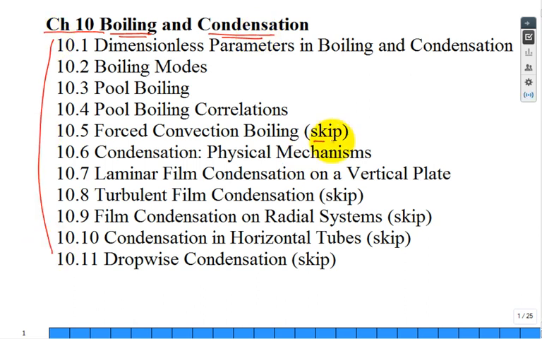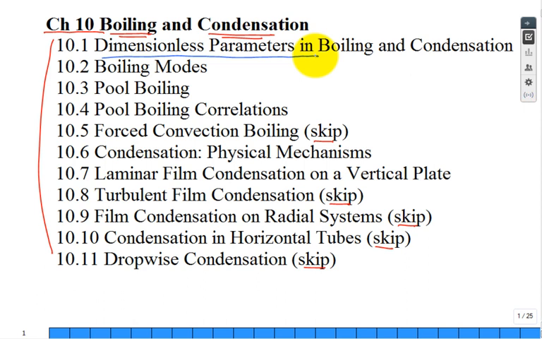You're happy to see that we're going to skip quite a bit of it near the end, but I want to give you some appreciation for it. It starts off with dimensionless parameters used in boiling and condensation analysis. What do you mean by dimensionless parameters? Are you accustomed to any dimensionless parameters? Can you tell me one dimensionless parameter? The Reynolds number, the Nusselt number, Prandtl number. You know, there's quite a few of them, aren't there?